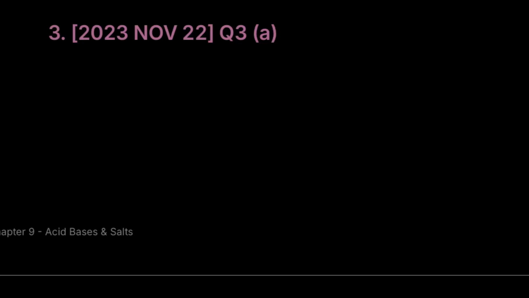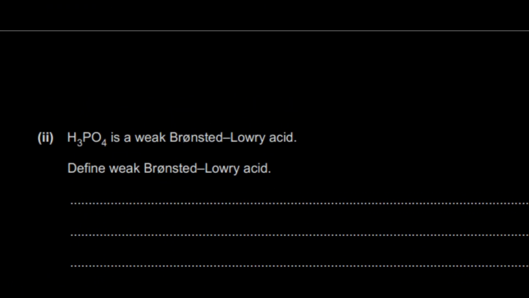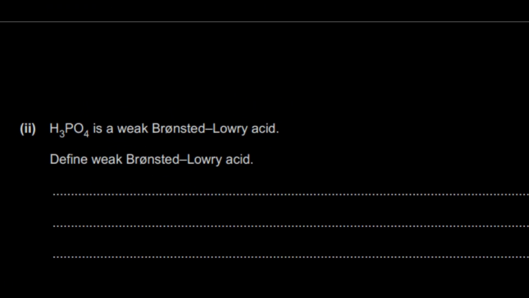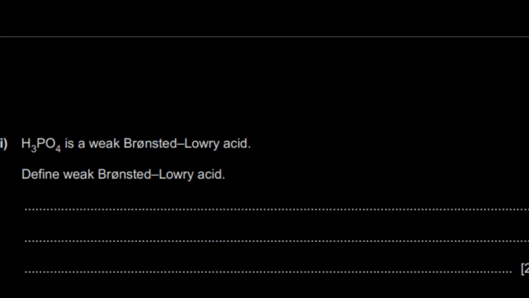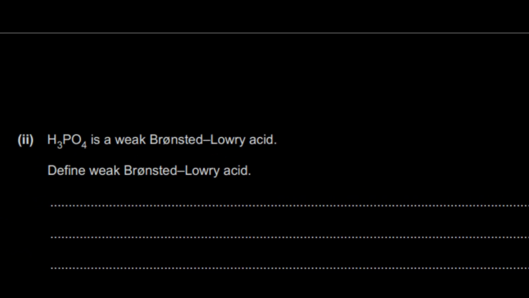Okay, moving on to the 2023 set. This question says, define weak Bronsted-Lowry acid for 2 marks. Remember, whenever they ask you to define weak or strong acid, also define the acid bit in it, right? So what is an acid? It's a proton donor. So a weak Bronsted-Lowry acid is a proton donor, which weak means what?